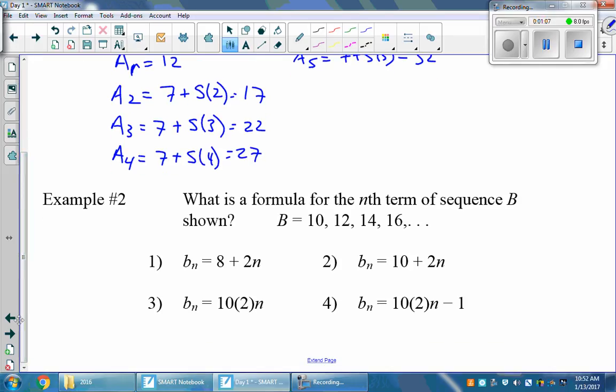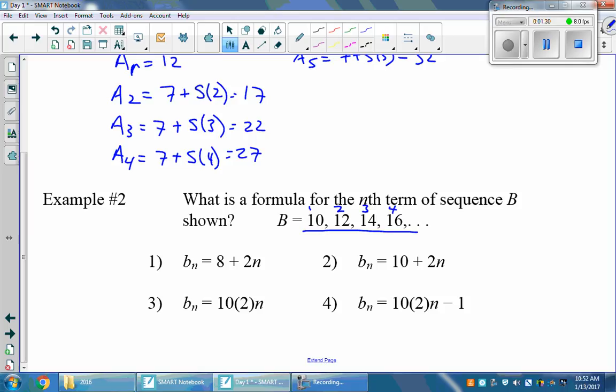Right? So now I'm going to give you your pattern: 10, 12, 14, 16. And what's the formula? Okay, so right now if I plug in 1, I need to get 10. If I plug in 2, I need to get 12. If I plug in 3, 14. 4, 16.